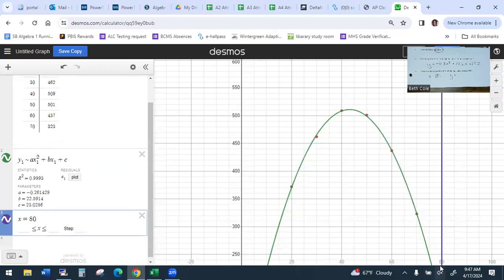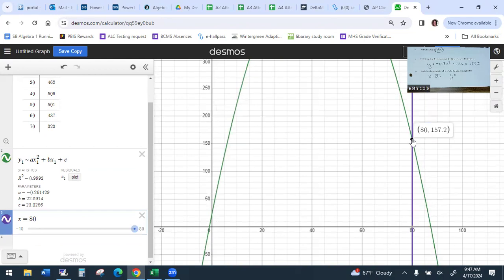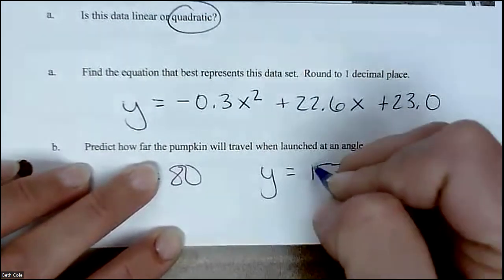Now, look, do you see how I can't see where it intersects? I'm going to have to move this a little bit so that I can find it. Sometimes you might have to move that. It's 157.2, and I think it was feet. Was it feet? Yes.